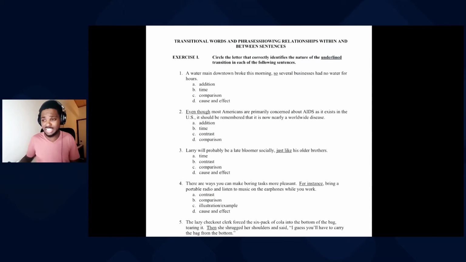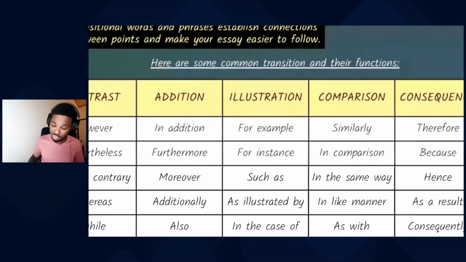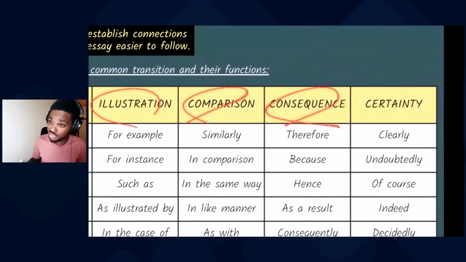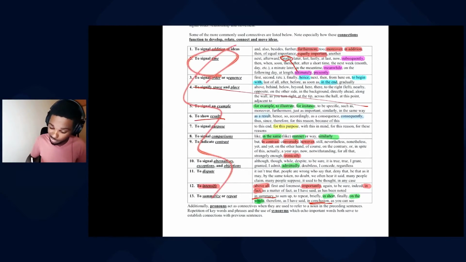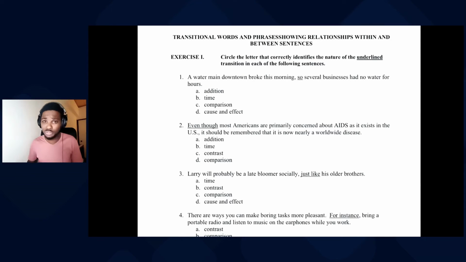Let's do a little exercise to see if we understand the purposes, the different functions of transitional words and phrases. What can we use transitional words and phrases to do? We can use them to do so much. We can use them to show contrast, addition, illustration, comparison, consequence, certainty, and signal time, all of this stuff. So in this exercise, we're going to be figuring out what each transitional word or phrase is actually doing.